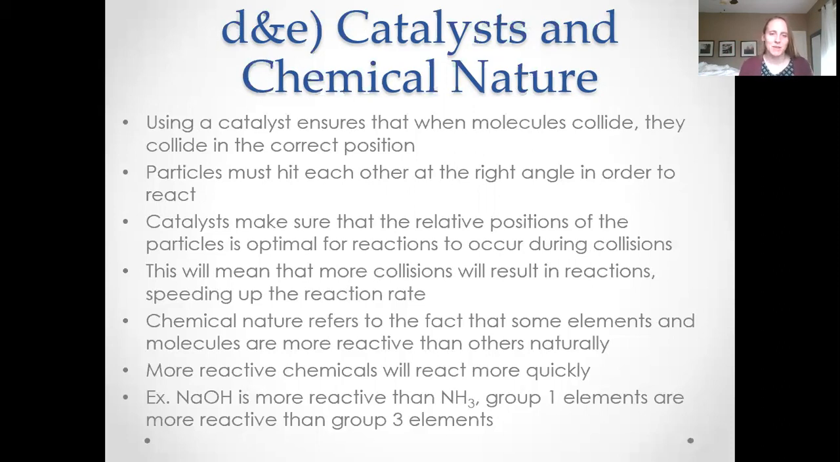And then lastly, chemical nature just refers to the fact that some elements are more reactive than others. For instance, our alkali metals or our halogens are highly reactive. Things that are in row 13 of the periodic table would be less reactive than 1 and 17. Yeah, so another example of that is that sodium hydroxide is more reactive than ammonia.